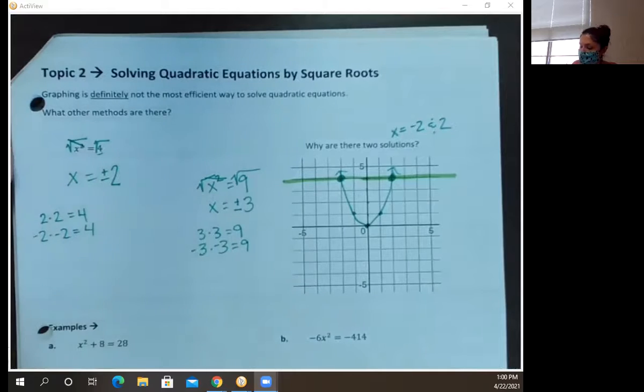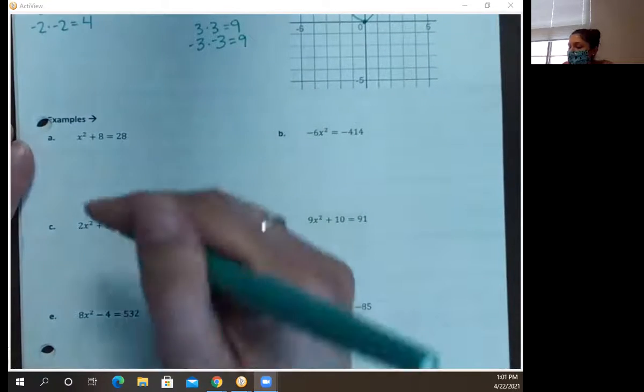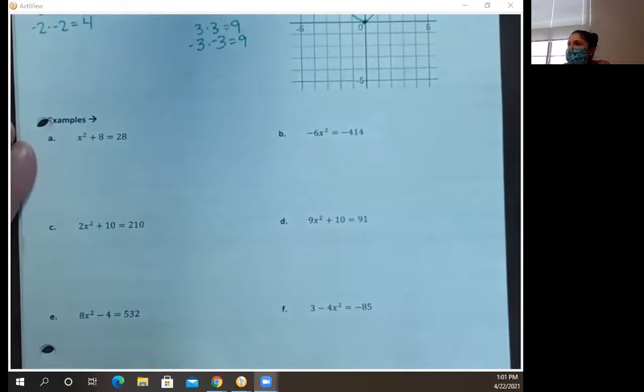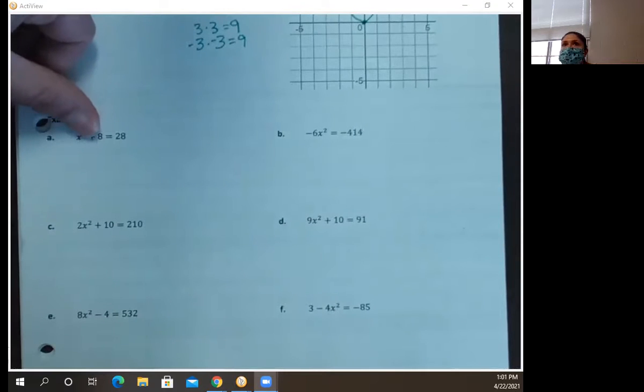Okay. So let's take a look at another example. Top down to the bottom. x squared plus 8 equals 28. Let's forget for just a second that that's an x squared. Let's say it's just x plus 8. What would you do here to solve for x?